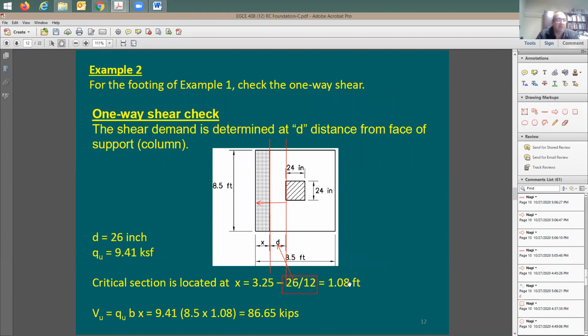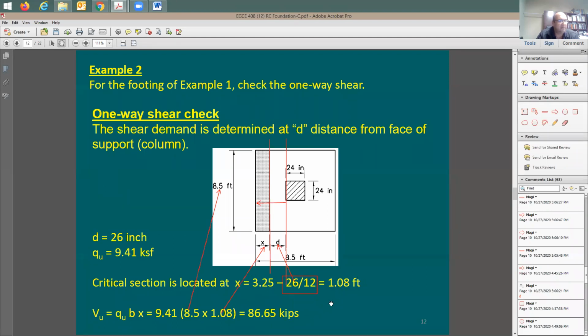Now you need to find out the shear. All of these shaded areas are loaded to the pressure that wants to go up, and Q is going to be the same, 9.41 from the previous example. So I have here the pressure, 9.41. You multiply by the width, 8.5, and by 1.08, which means this X distance. And with that, you have a shear of 86.65.